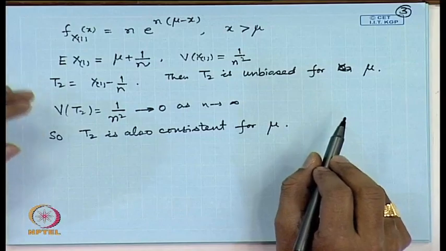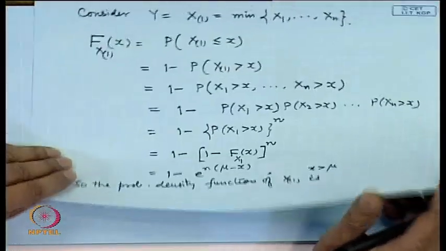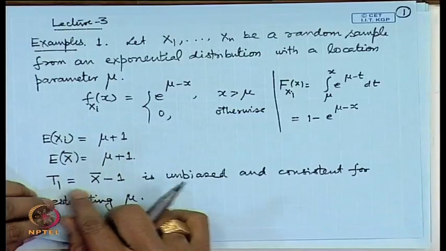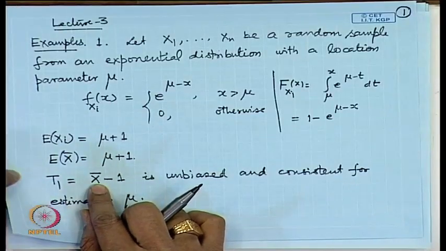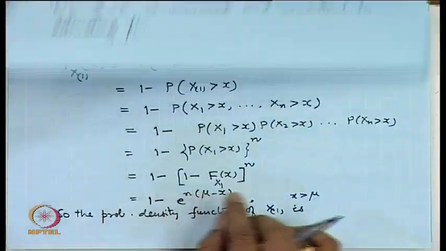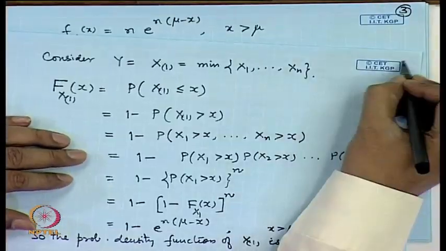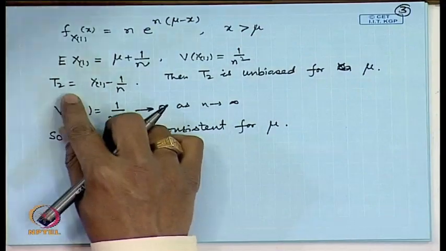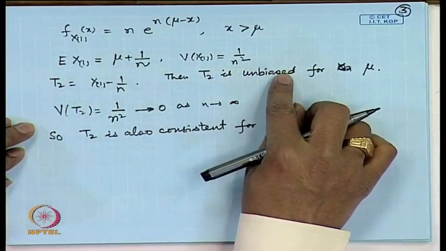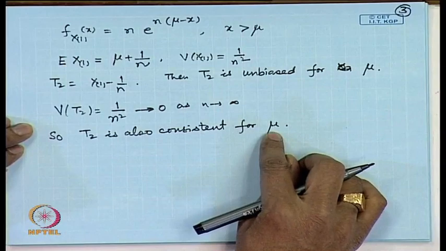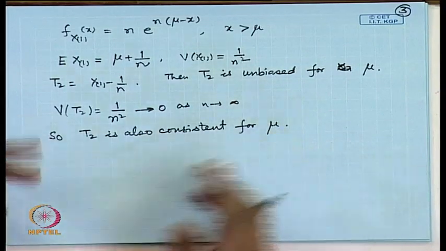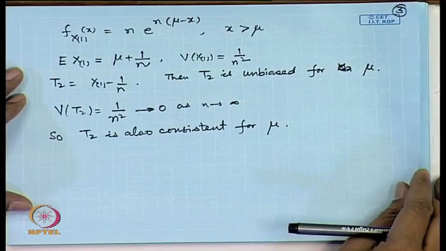So, in this problem we have considered two estimators. One is based on the sample mean, this is unbiased and consistent, and at the same time we have considered T2 which is based on the minimum of the observations, this is also unbiased and consistent. So, that brings us to the question that if I have more than one estimator satisfying certain given desirable properties, then which one we should use. So, in this direction I will give you one more example.